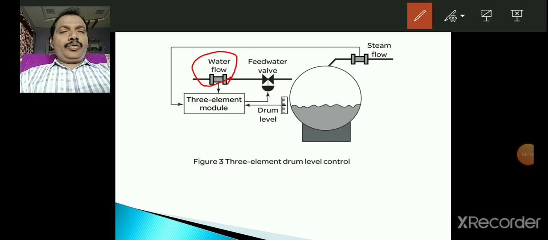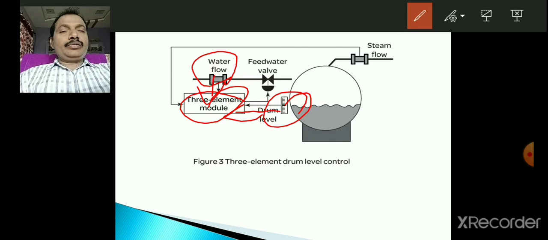So the feed water flow measurement is done here, and that measurement value is sent to the control element, that is the 3-element control module here. Not only that single variable, the drum level also, that means the water level of the boiler drum, is measured here by this level measurement equipment. After measuring the level parameter, that is sent to the 3-element module, the control element.